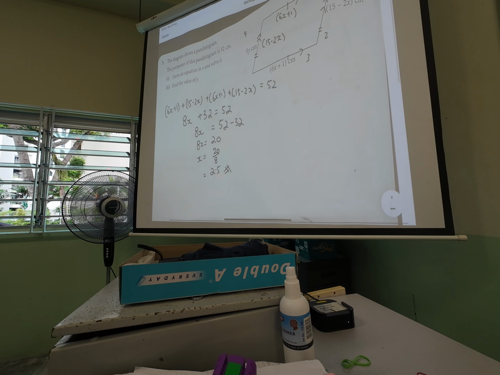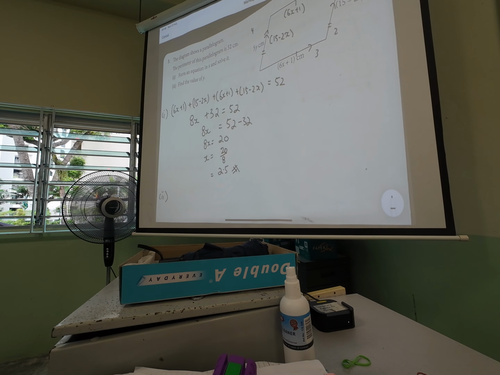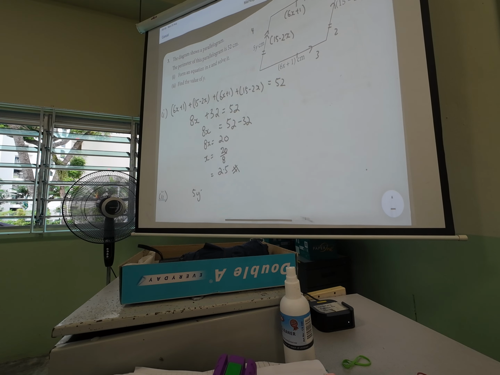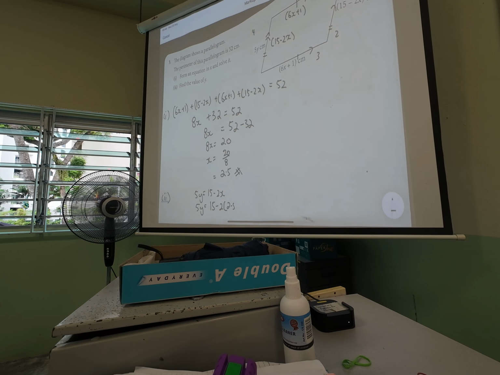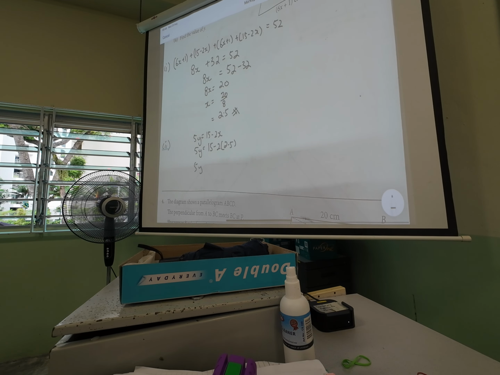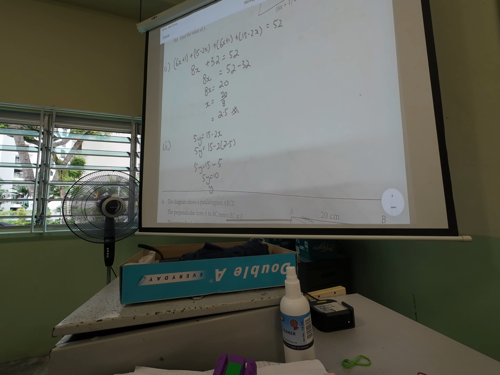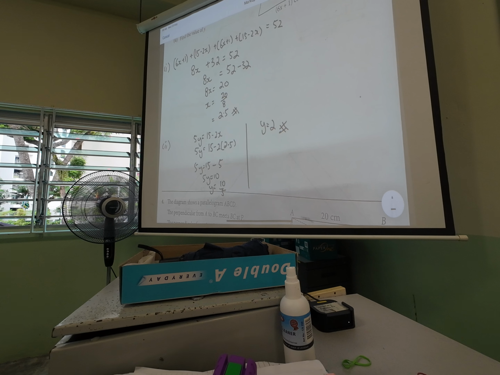So again, your algebra can come out as a decimal. Secondly, find the value of y. 5y is the same as 15 minus 2x. At first I don't know x, but now I know x already. x is 2.5. So 5y equals 15 minus 5. 5y equals 10. y equals 10 divided by 5. y equals 2. Okay?